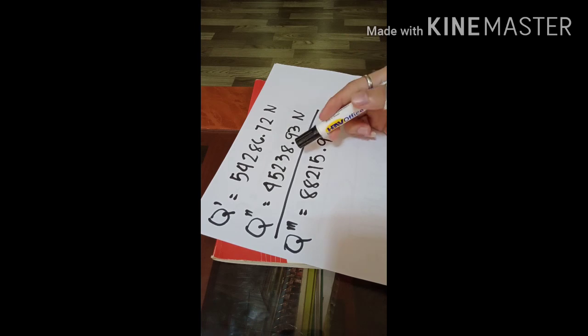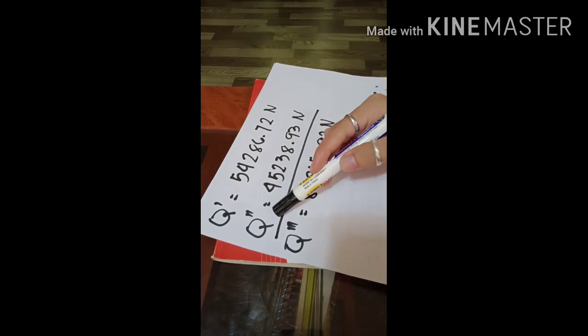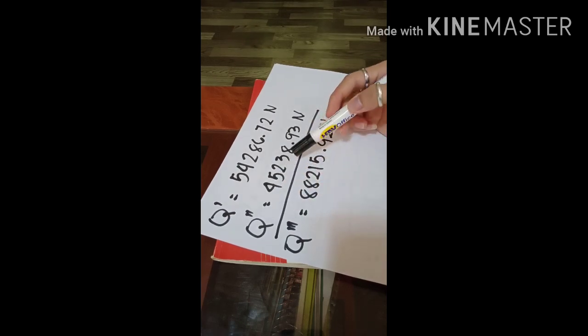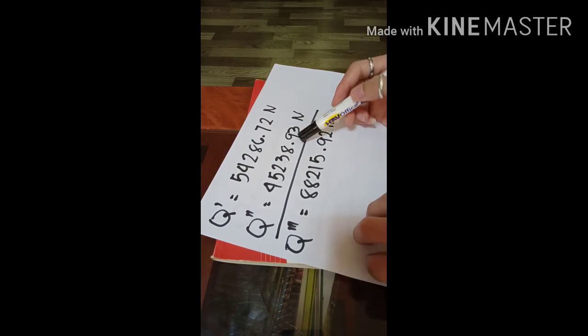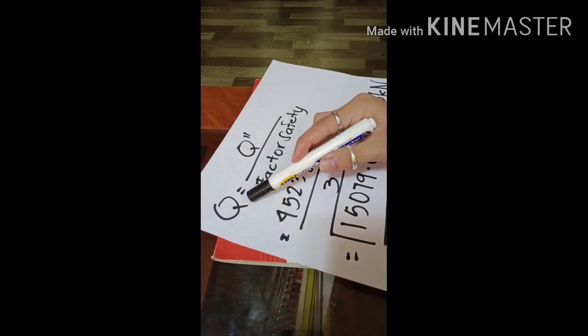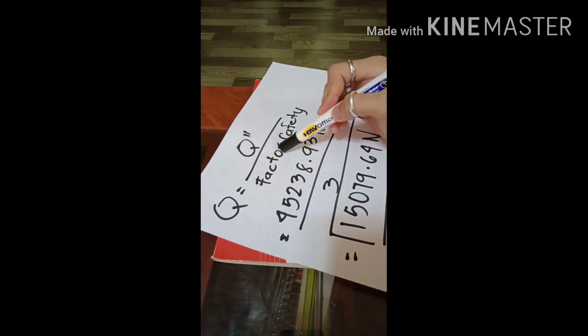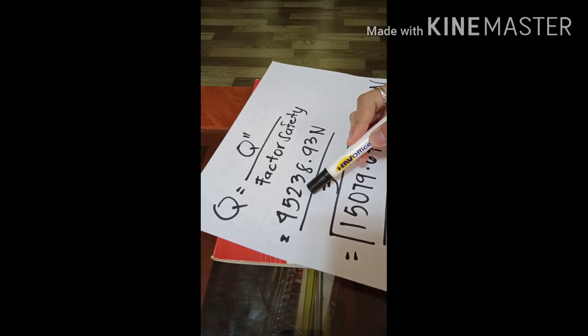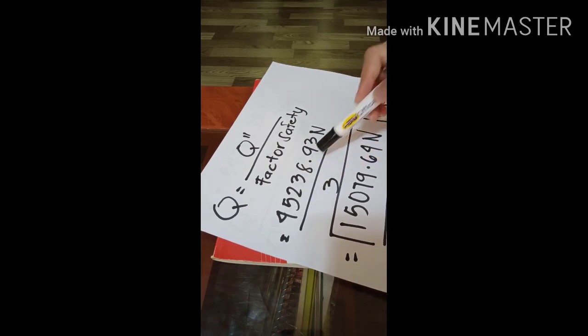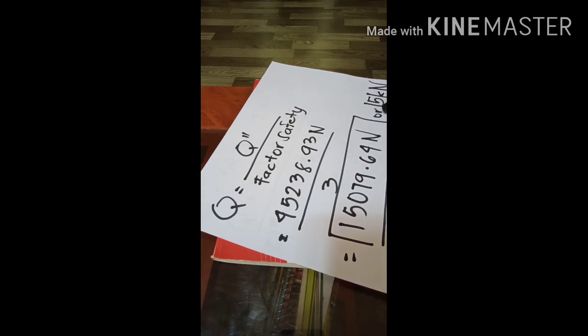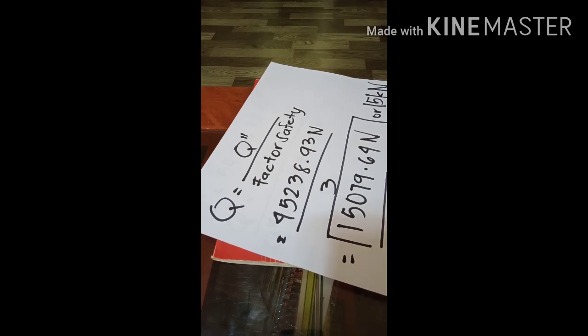And now, the smallest Q will be the one with the largest load. And the smallest Q is the Q double prime, which is 45,238.93 newtons. Now we are going to solve for it. Q is equal to Q double prime over the factor of safety. 45,238.93 newtons divided by 3 is equal to 15,079.64 newtons, or 15 kilonewtons. So, the largest Q that can be applied if the overall factor of safety is 3 is 15 kilonewtons.